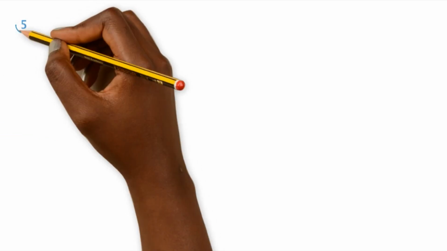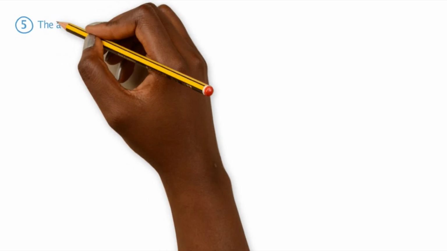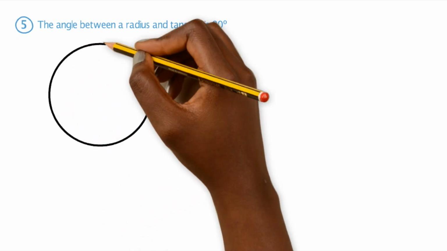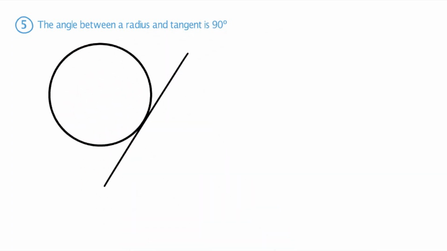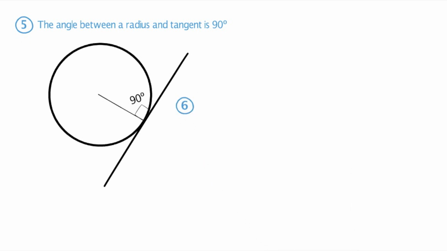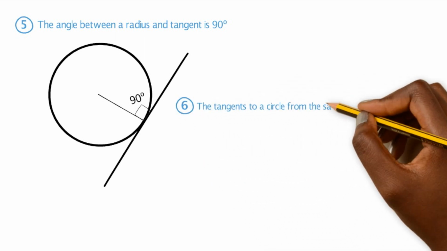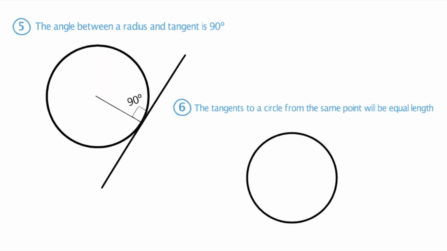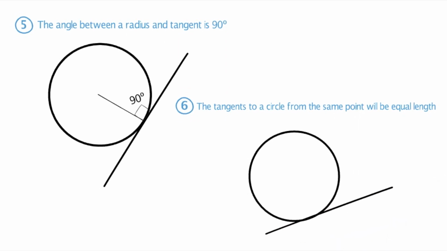Another rule I want you guys to remember is that the angle between a radius and a tangent is 90 degrees. So again, here's our circle, here's our tangent. The angle they share is 90 degrees, and that is another rule. And another one I want you to remember is that the tangents to a circle from the same point will be equal length. So here's this rule drawn as well.